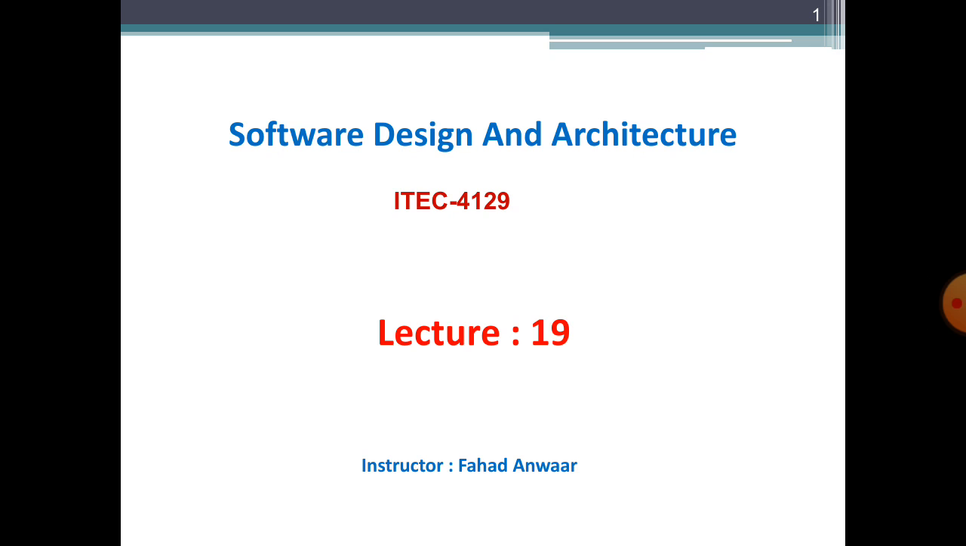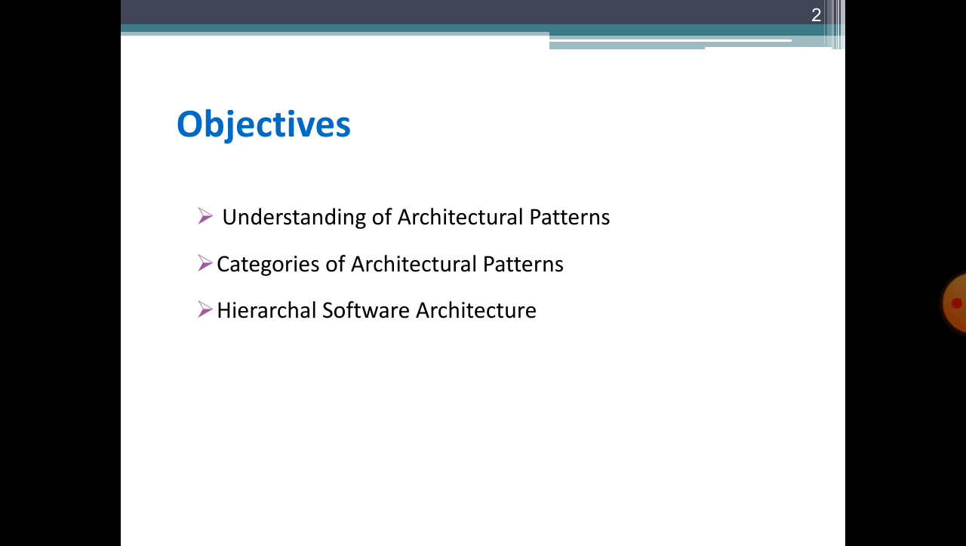So let's formally start today's lecture discussion. Students, in today's lecture we will see what architecture styles or patterns are, and we will also see the different types or categories of architectural patterns which are currently available. Then, from these categories, in this lecture we will cover hierarchical software architecture in more detail with the help of some real world examples as well. So this is the brief objective of today's lecture discussion.